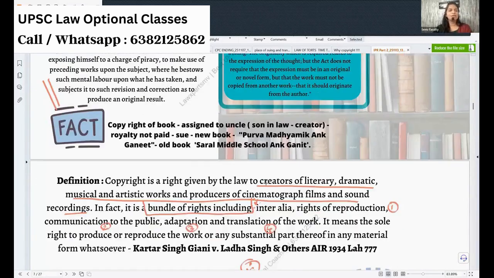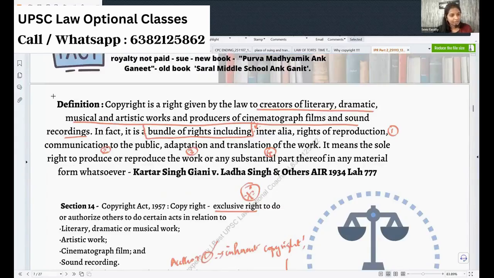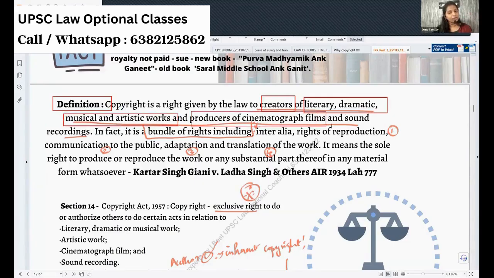That's one thing. Now we will go to the definition of copyright because all along we saw a lot of things, but we did not see the definition of copyright. What is copyright? It is a right given to creators, the authors. Creators are called authors. Okay, creators of literary, dramatic, musical, artistic works and producers of cinematograph films. Okay, note this word. I'll be asking a question on that. It is producers of cinematograph films and sound recordings. So it is some right which is given to the creator of all these works.